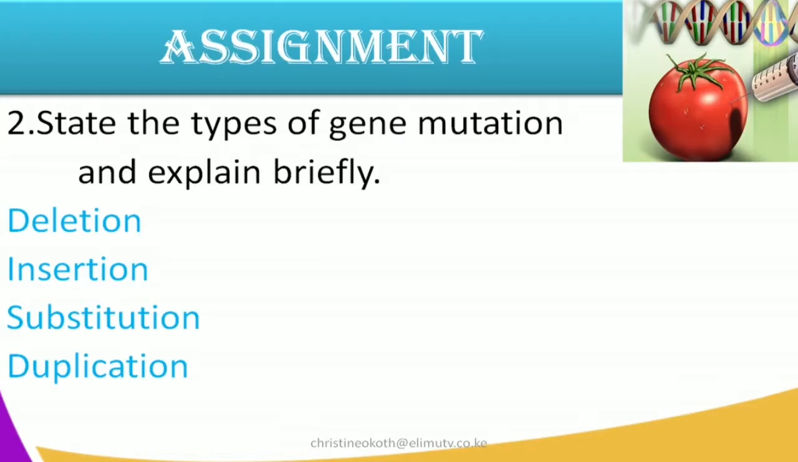The second type of gene mutation is insertion, where a portion has been included which was initially not there. So something has been inserted in the gene sequence. Then substitution is where a sequence of the gene has been removed and replaced with another one which was initially not there. The last type of gene mutation is duplication. This is where a portion of a gene has been duplicated.